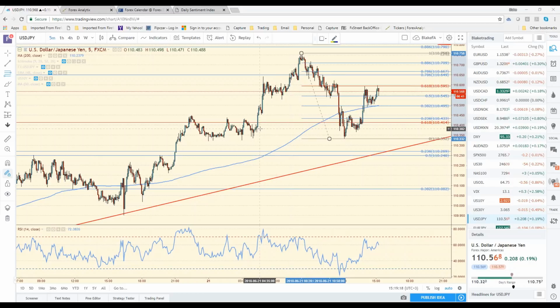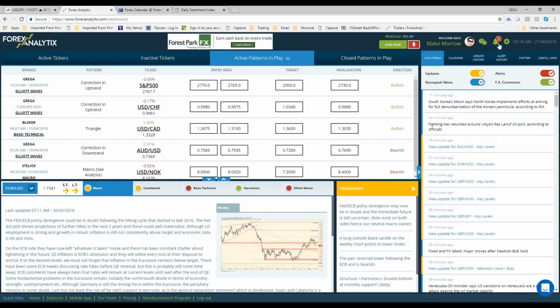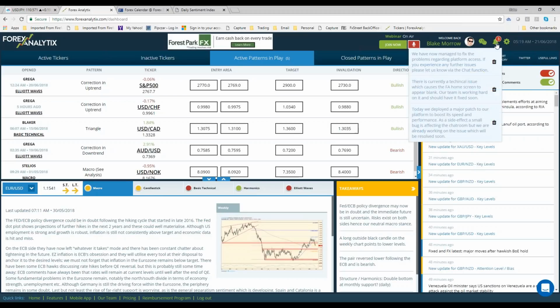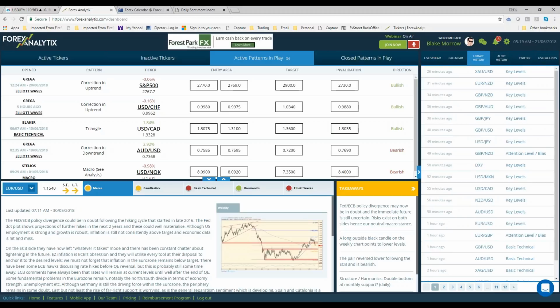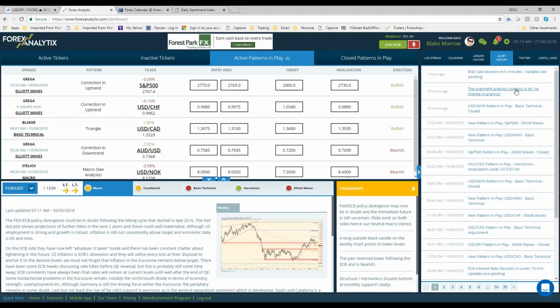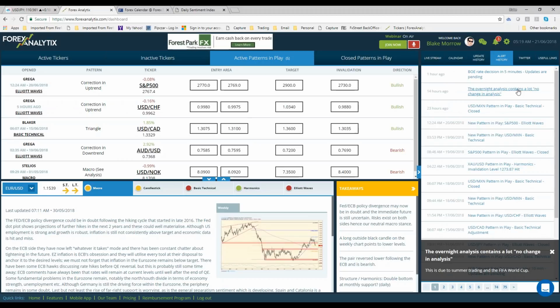If you read the analysis, I actually had to send out an alert with Forex Analytix. We get bell notifications that alert people if we're having any issues with our platform. I actually sent out an alert that went into the updates or alert history here: overnight analysis contains a lot of no change in analysis. This is due to summer trading in the World Cup.